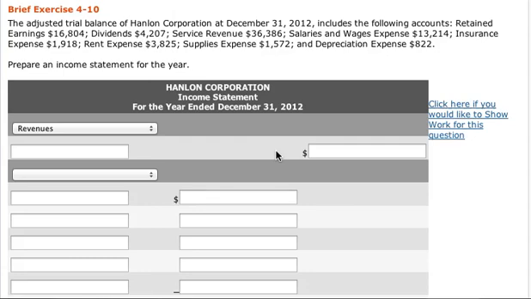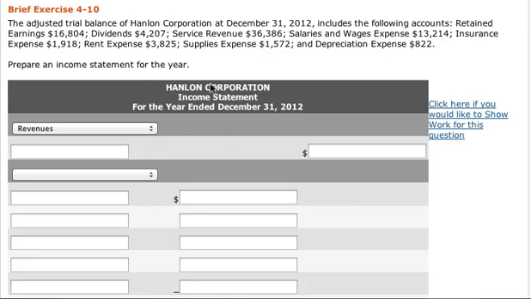Well, you have to think back to the statements that we learned way back in Chapter 1 and remember that the accounts that go on the income statement are revenue and expenses. So some of these accounts they give us are not even going to be listed on there, like retained earnings won't be on there and dividends won't be on the income statement.